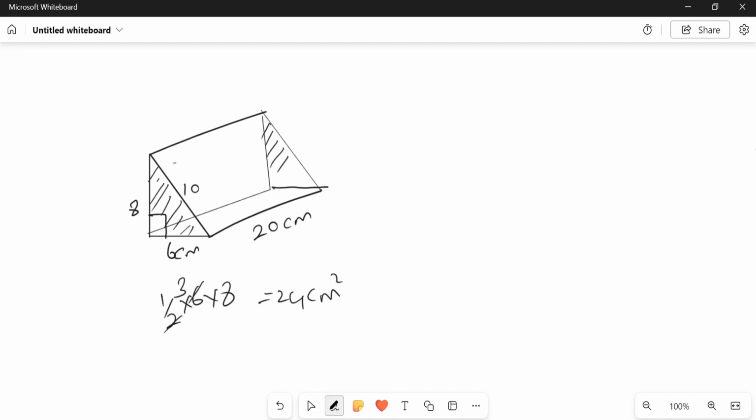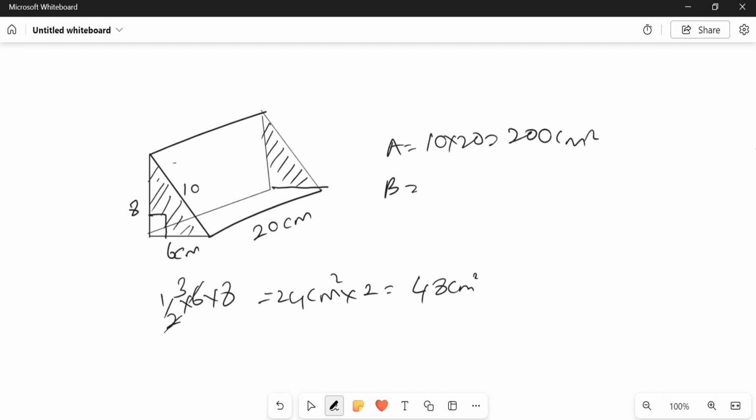There are 2 triangular faces, the same triangles, 2 are there, so into 2, 48 centimeters square for the triangle faces. Now look at the rectangles. There are 3 types of rectangles. In the front side, 10 into 20. You can see this 10 into 20. That rectangle is A. So that is 10 into 20, 200 centimeters squared.